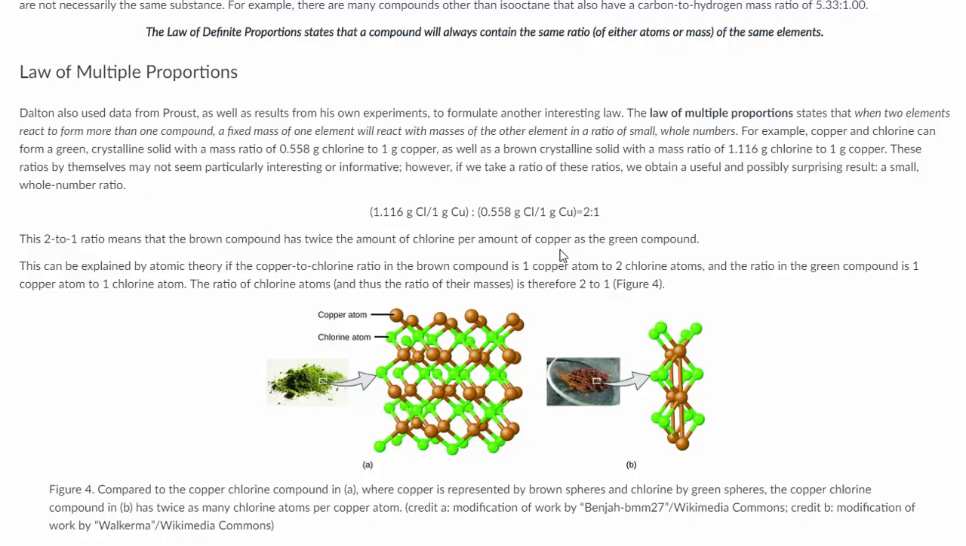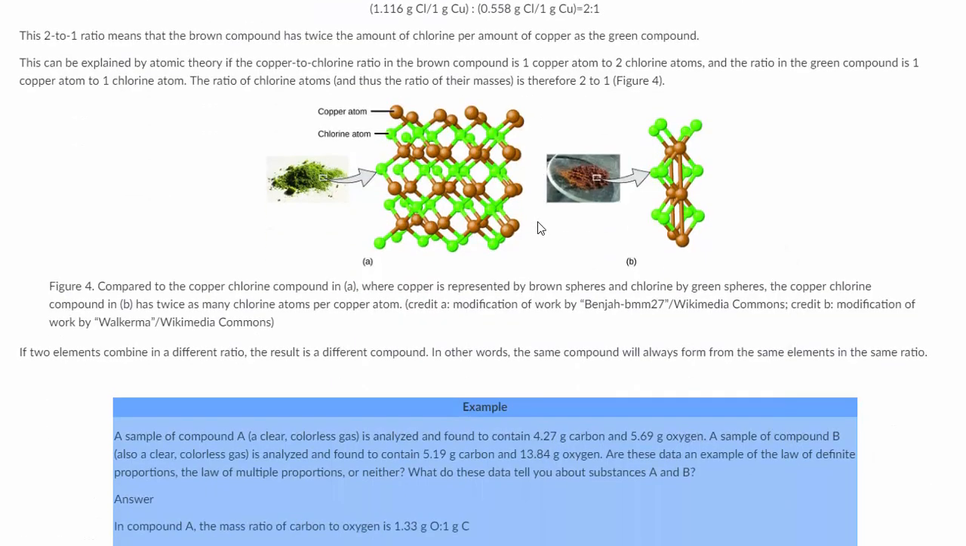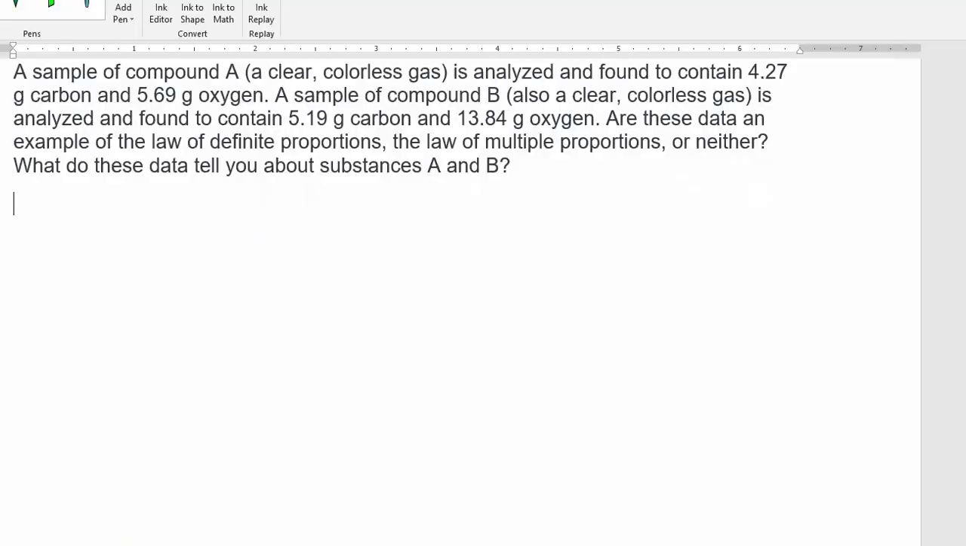Now, with the law of multiple proportions, when we have data like that, it doesn't look like it's quite right, but we can compare our ratios and end up with whole numbers. Here's an example. If we have this data, we have compound A, and compound A has 4.27 grams of carbon and 5.69 grams of oxygen. But B has 5.19 grams of carbon and 13.84 grams of oxygen.